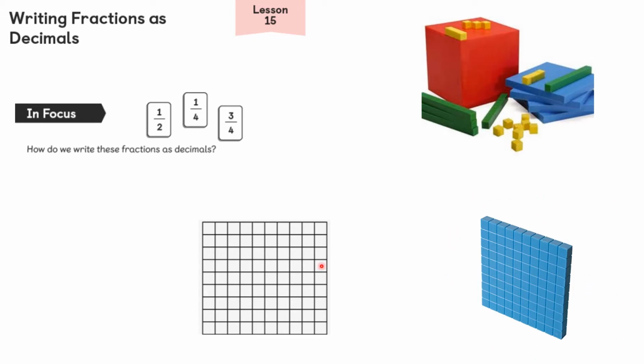And down here in the bottom right, this is what we'd call a 100 square. Now, I've also put an image of what the 100 square would look like as a two-dimensional object. So we're going to be using this today to help us work out how we're going to write these fractions as a decimal. So let's start off with the first fraction.